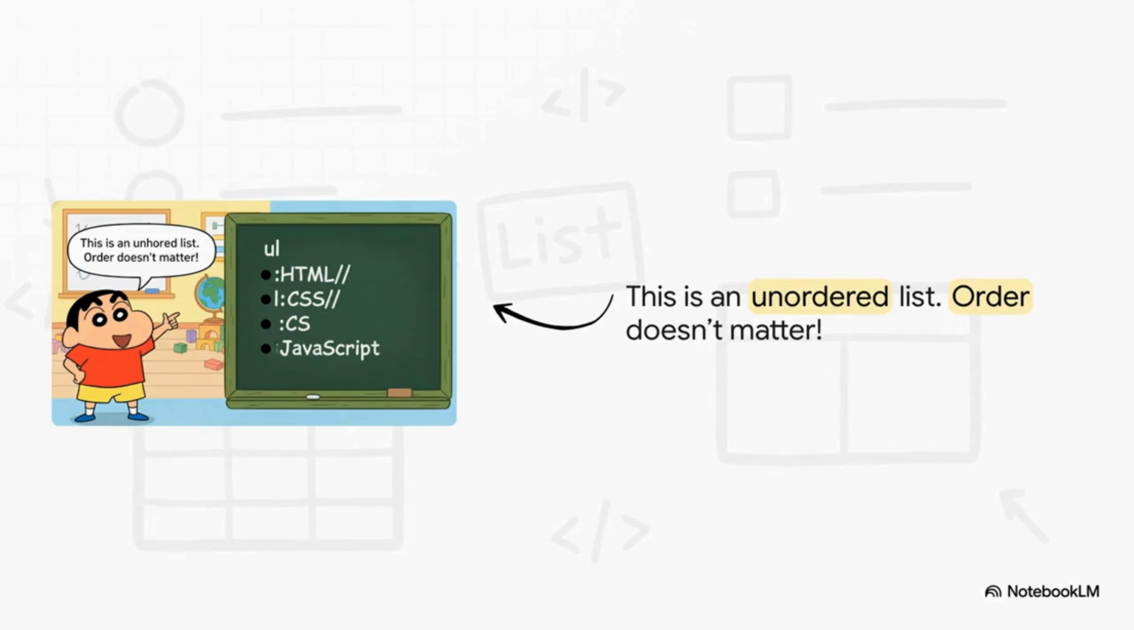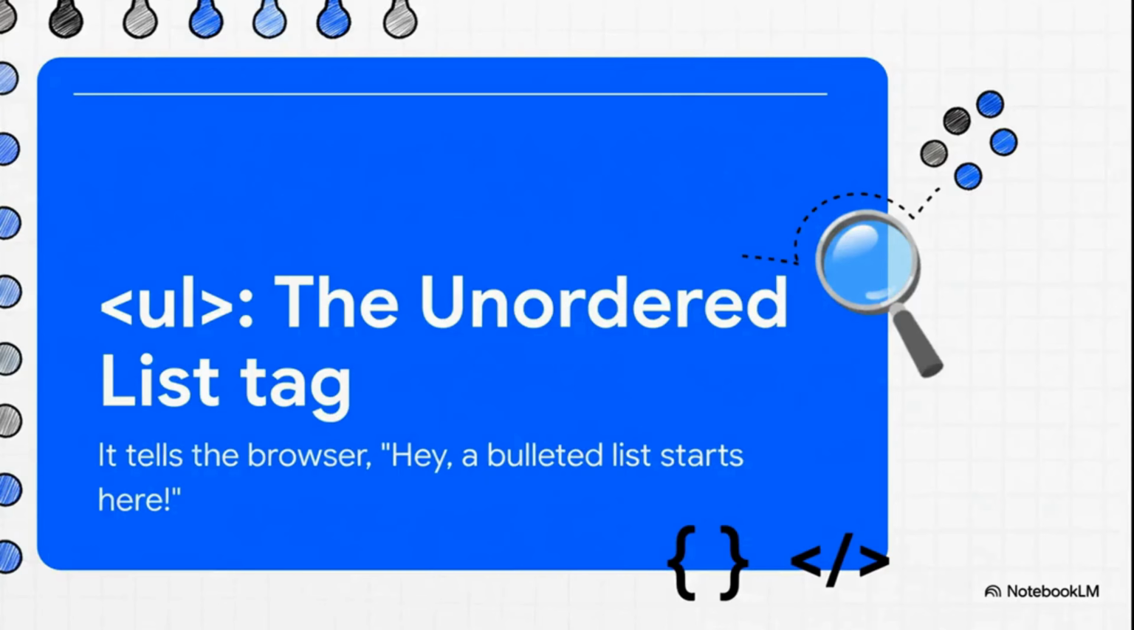All right, first up, we've got the unordered list. You've seen these everywhere. They're the ones with the classic bullet points. This is perfect for something like a list of your skills: HTML, CSS, JavaScript. It doesn't really matter which one you put first, they're all part of the same set. So how do we make one? Super simple. We use the UL tag. Just think of UL as standing for unordered list. It's basically the wrapper that tells the browser, hey, everything inside here is going to be a bullet point.